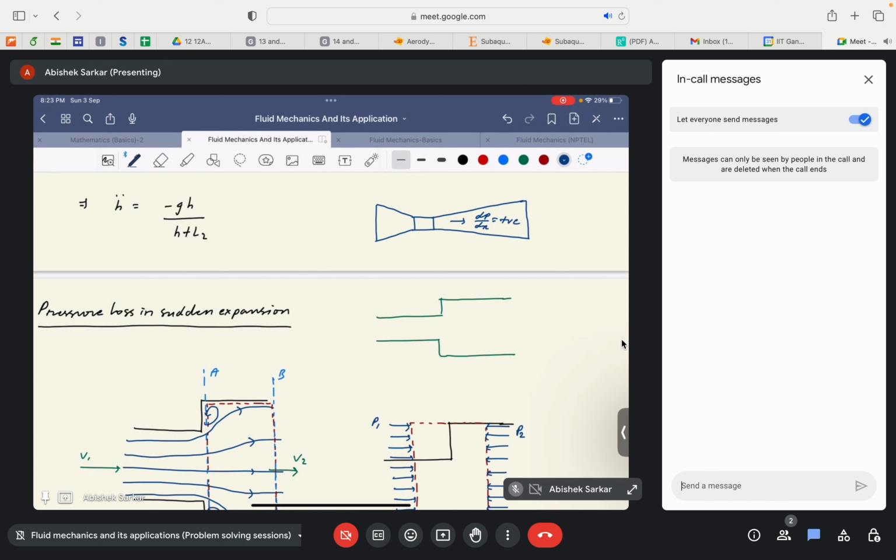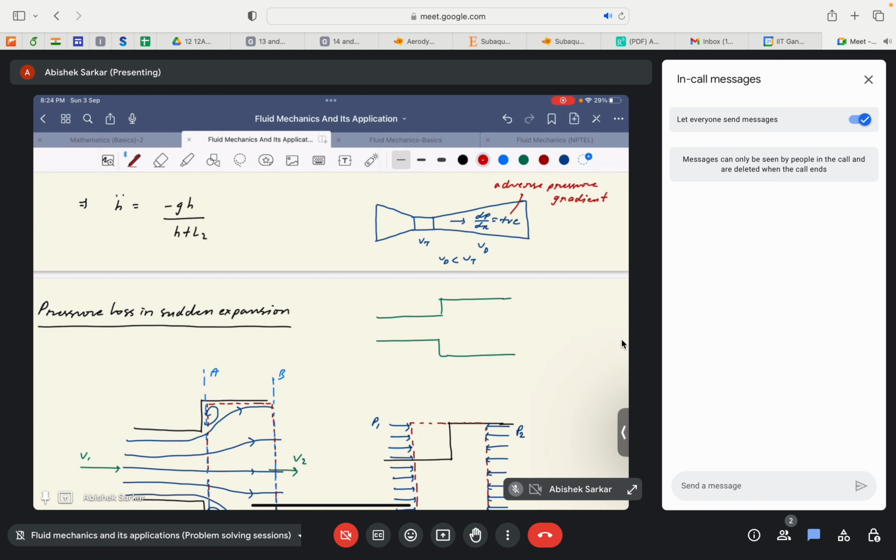Why? Because say if it is Vt, then Vd is lesser than Vt, right? So we will experience a positive pressure gradient. A positive pressure gradient basically means an adverse pressure gradient. So it will essentially mean that the flow will tend to separate, right? Because of the adverse pressure gradient.